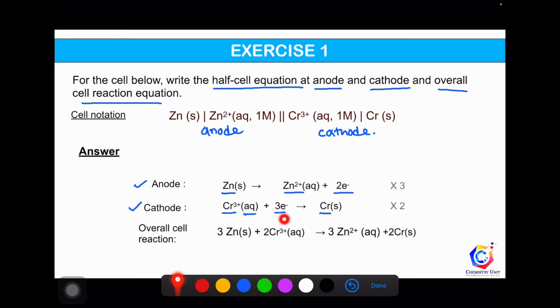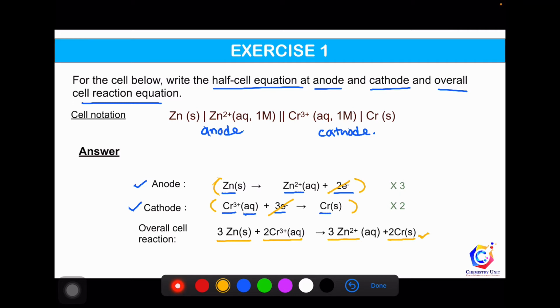So, looking at the value 3 and 2, the lowest common multiple would be 6. Therefore, for the first equation, we must multiply it by 3, and for the second equation here, we must multiply it by 2. By doing this, the electrons on the left and the right can be cancelled, giving you the overall cell equation that would be 3 Zn solid plus 2 Cr3+ aqueous to produce 3 Zn2+ aqueous and 2 Cr solid. Make sure to write your physical states, that is very important.